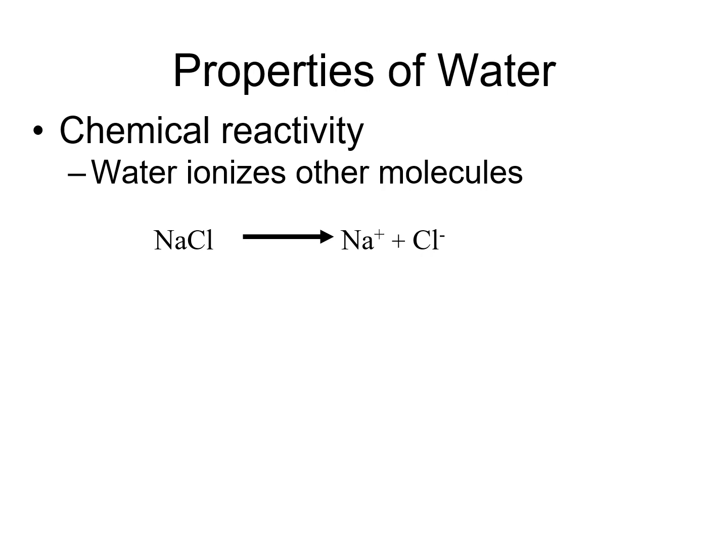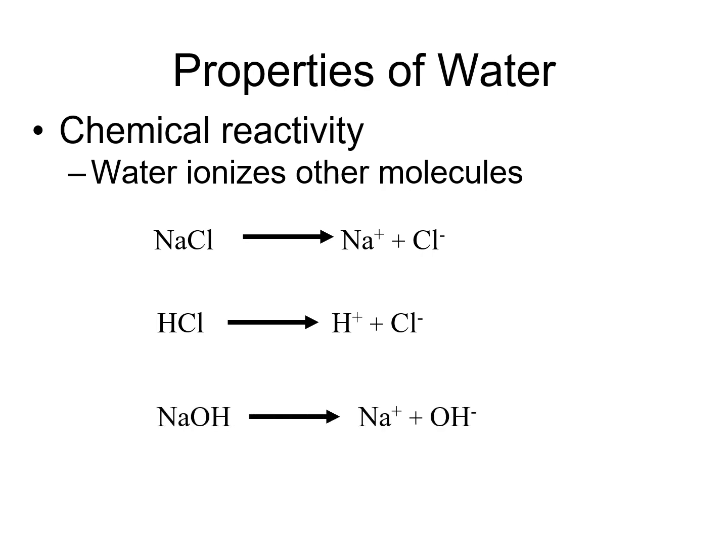Recall that water ionizes other molecules. Any salt, when placed in water, ionizes. So if we put sodium chloride in water, the sodium ions and chloride ions will be released. Similarly, if we put hydrogen chloride or hydrochloric acid into water, we would get hydrogen ions and chloride ions. Or if we took the strong base sodium hydroxide, placed it in water, we would get a separation of those ions into sodium ions and hydroxide ions.